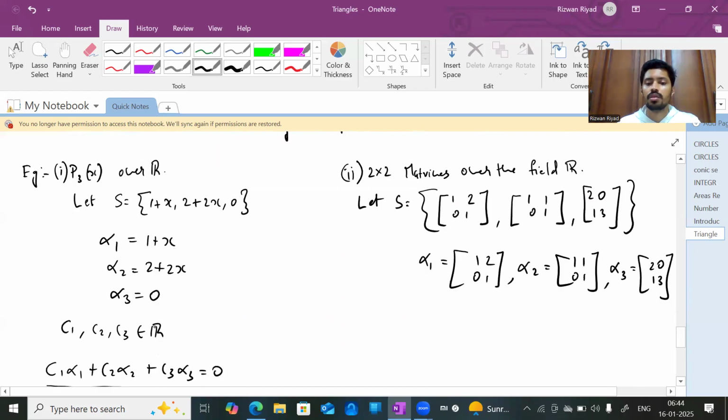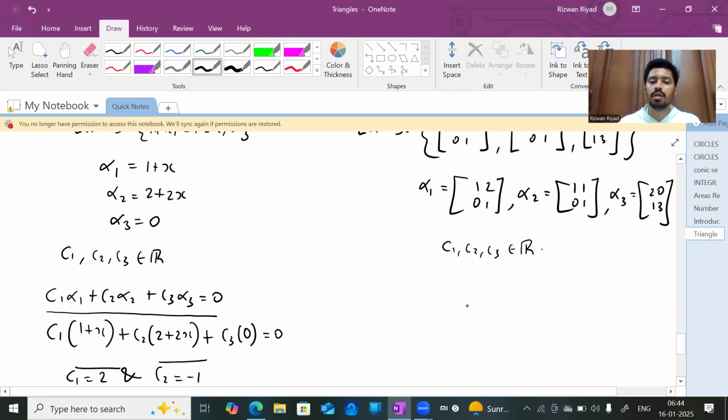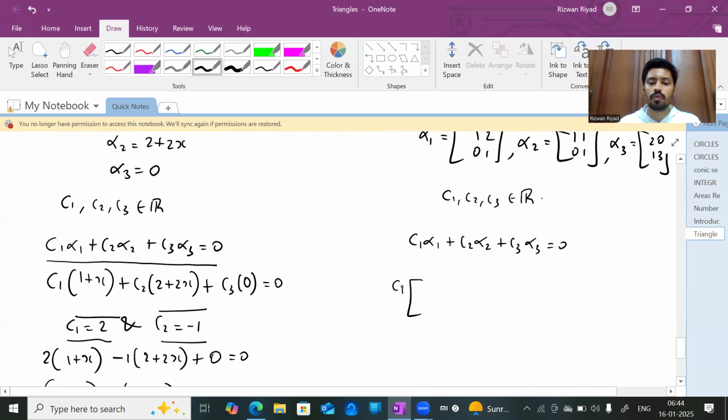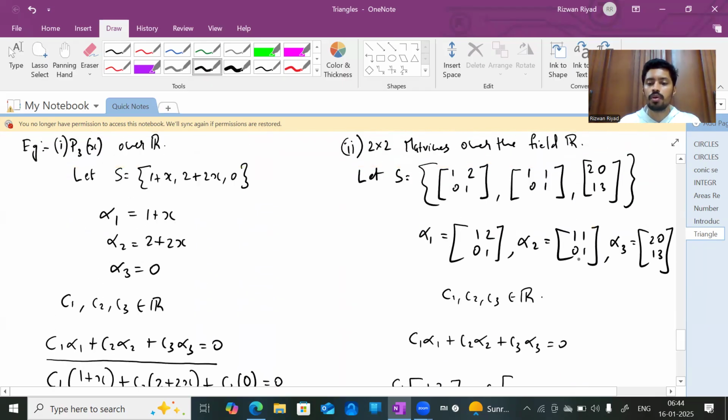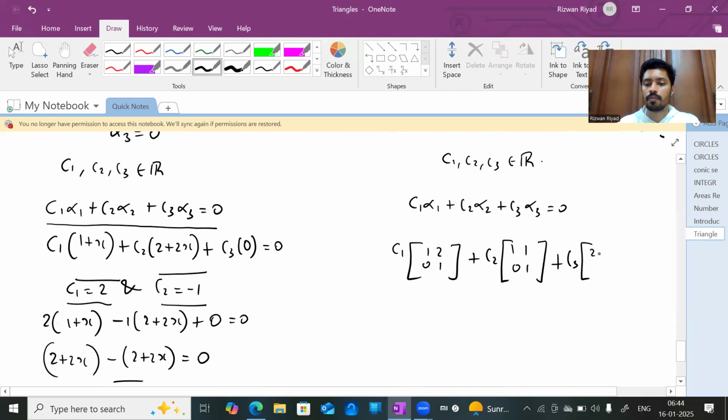So for that, suppose we have C1, C2, C3 belonging to R. Now let's take C1 alpha 1 plus C2 alpha 2 plus C3 alpha 3 equal to 0. That means C1 times alpha 1, which is 1, 2, 0, 1, plus C2 times alpha 2, which is 1, 1, 0, 1, plus C3 times alpha 3, which is 2, 0, 1, 3, equal to 0.